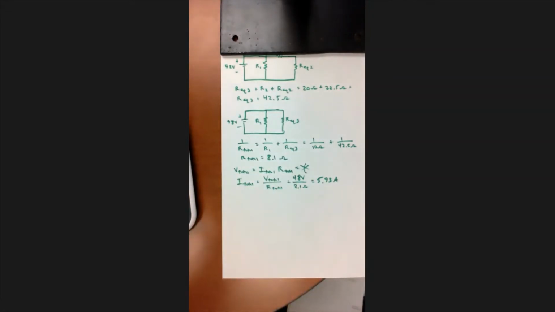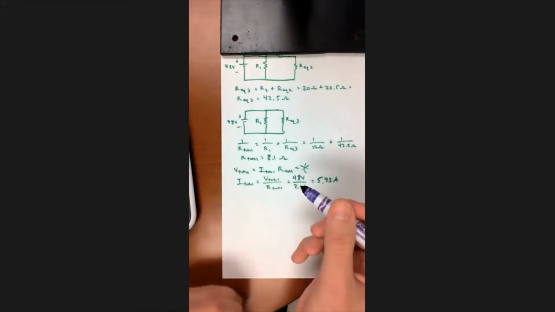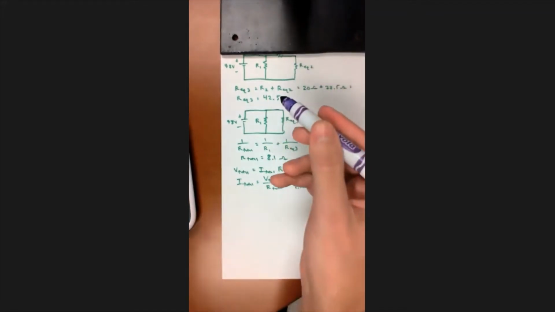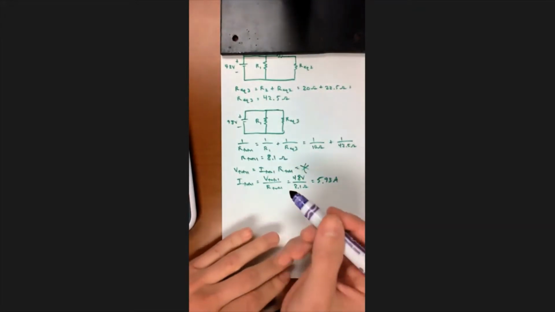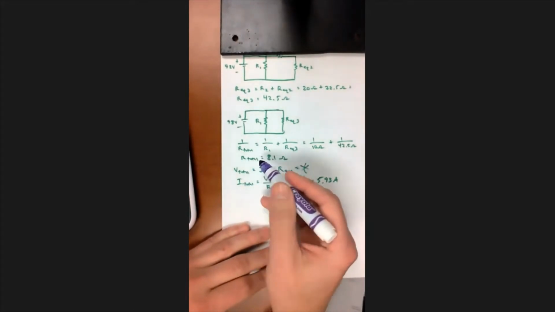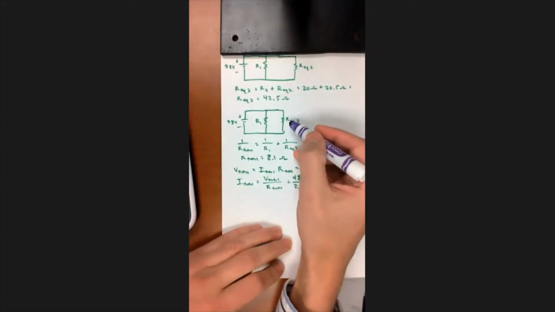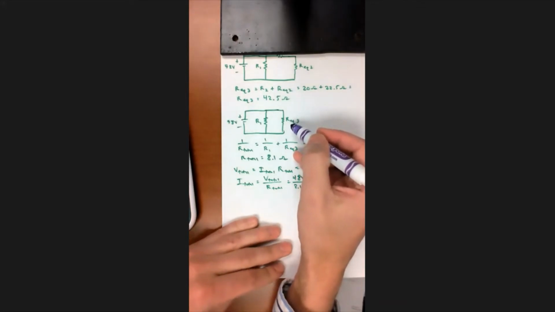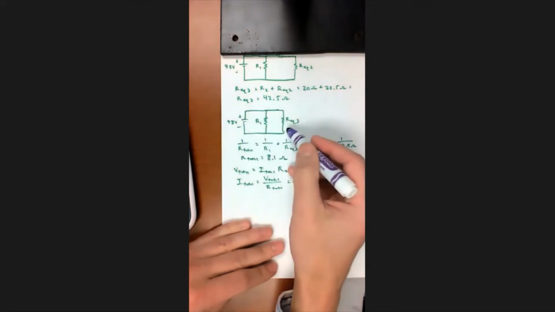So maybe what I'll do is on the way back up, now I'm going to switch colors to purple. And I'm going to think about what I can figure out at each step as I'm going back to the original circuit. All right, so what can I do? I've already found I total, V total, R total. So now let's take a look at this circuit. What can we figure out based on what we already know with this circuit here?